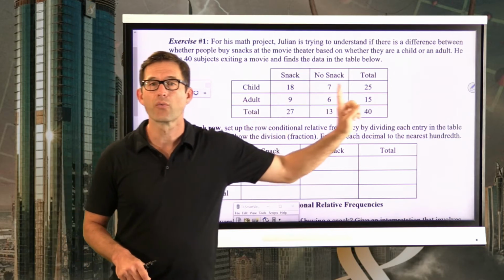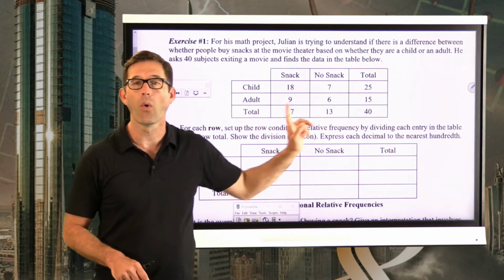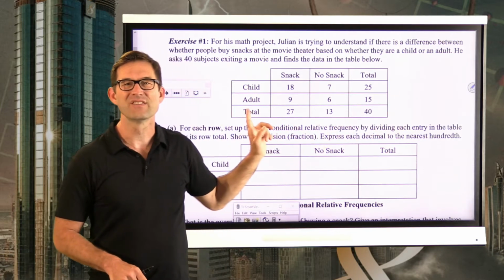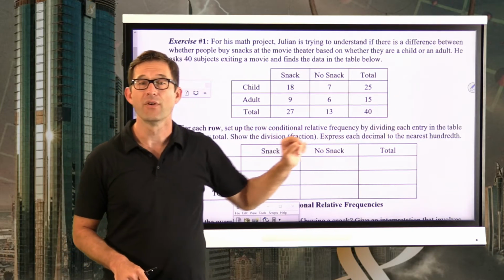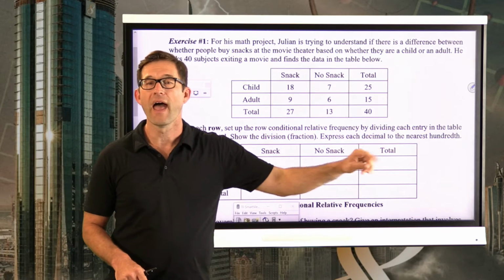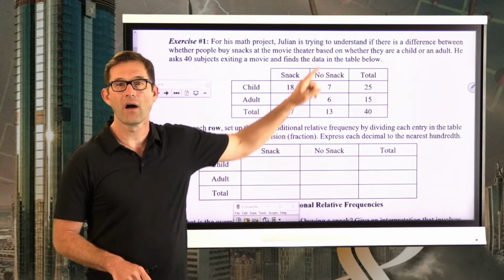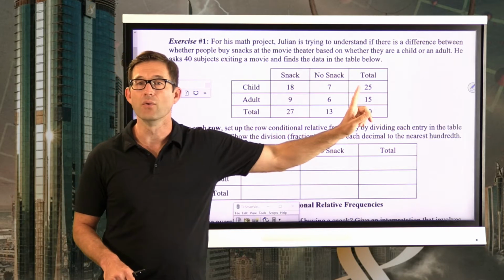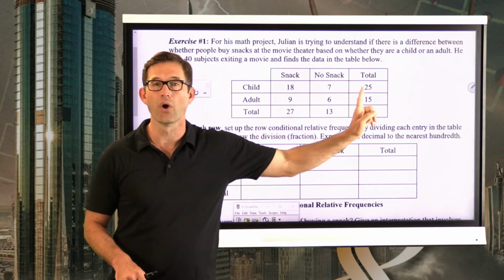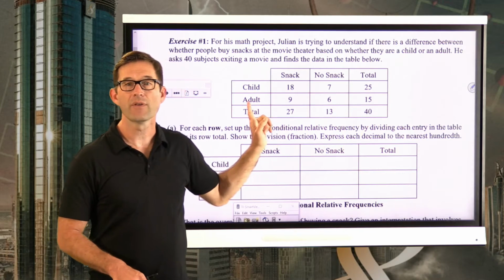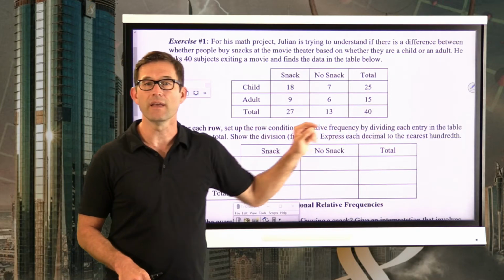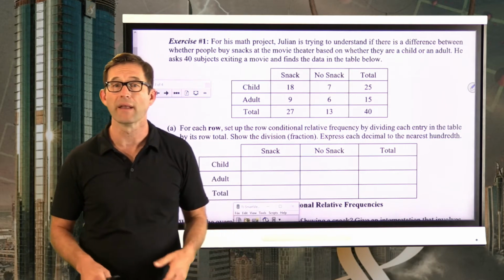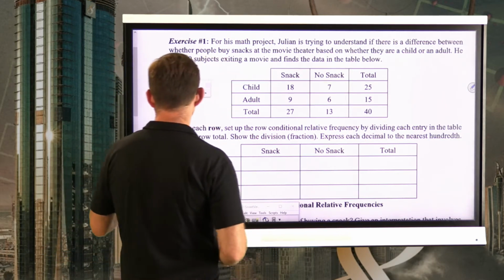Now remember, the rows are the things that go horizontal. So there's a child row, there's an adult row, there's a total row, and then there are the columns: snack column, no snack column, and total column. What I want to do is divide everything in the first row by 25, everything in the second row by 15, and everything in the third row by 40. And then we'll talk about it. So let's go through a few of these ourselves.